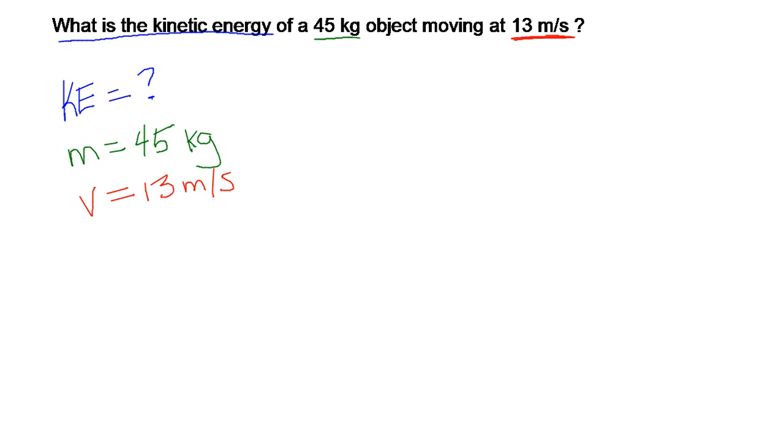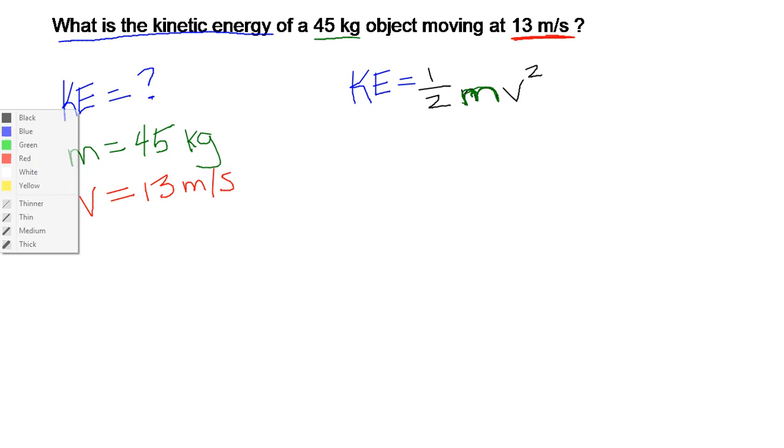Step number 3 says write the equation. So I'm going to get this equation directly from my notes. KE equals 1/2 mv squared. And if you're a visual color person, right now I'm going to change these into the colors I have been using for mass and velocity.